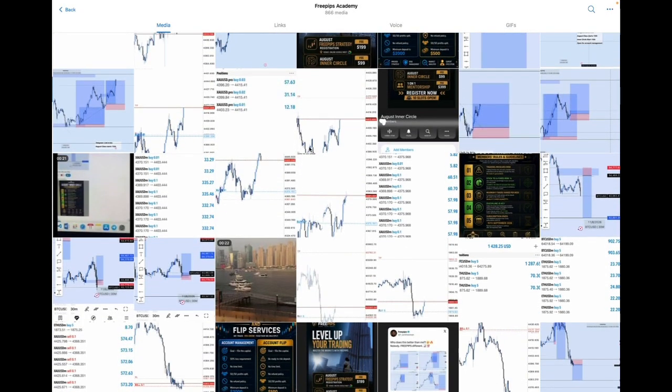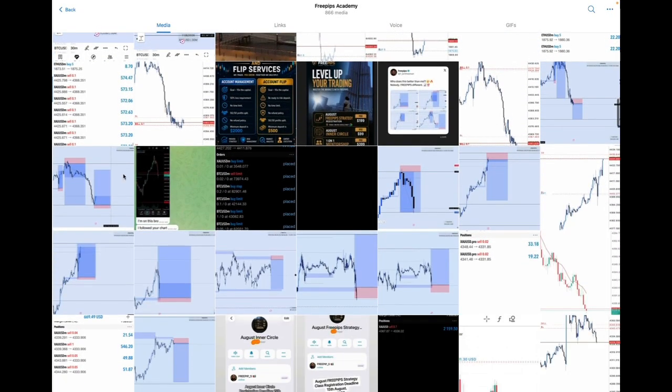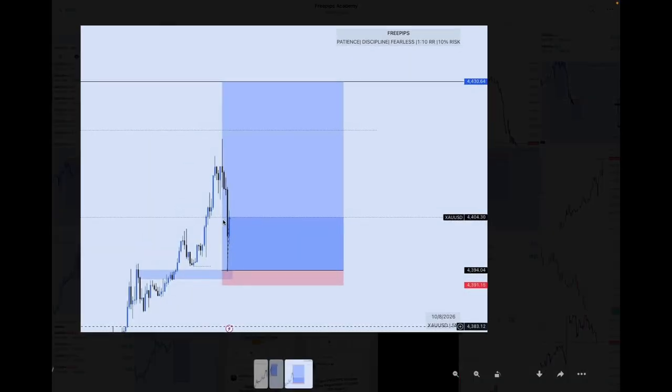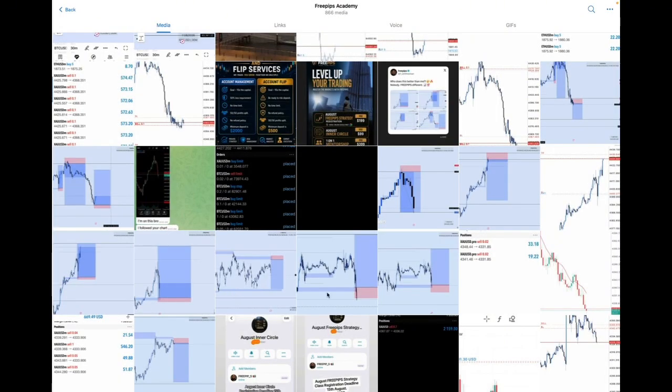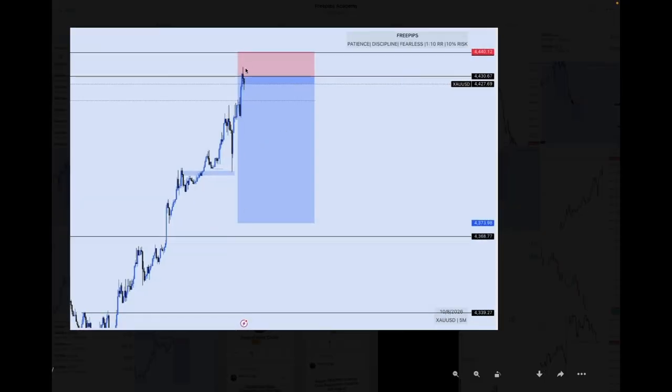Where is this guy? Yeah, so this was the buy trade on XAUUSD. Targeted this high, and then price smashed full TP. And right after that, I shared the sell here. This was the sell trade that I gave after my buy. So I shared the sell trade here.